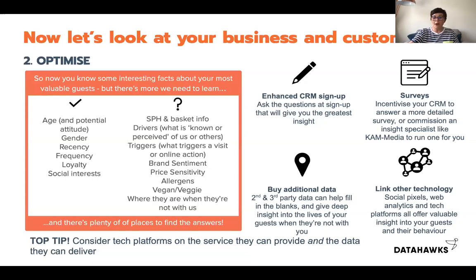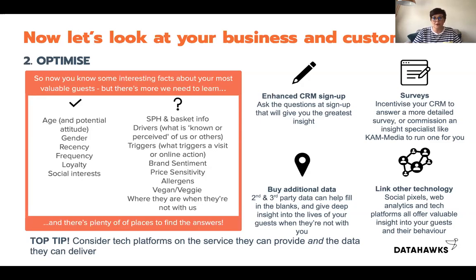So now we've got a pretty interesting view about some of our most valuable guests, but there's more we need to learn. What we do know about them is maybe their age, and because we know their age, maybe we know a little bit about their mindsets, or the things that they're into, and maybe the opinions that they might have and their attitudes. We might know gender, we might know recency and frequency, and we might also have an idea of their loyalty to your brand. And depending on the platforms you're using, we might also have an idea about their social interests as well.